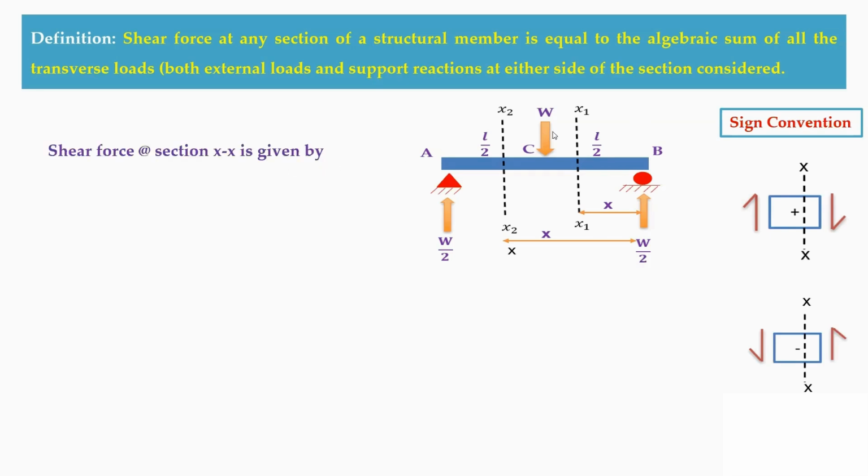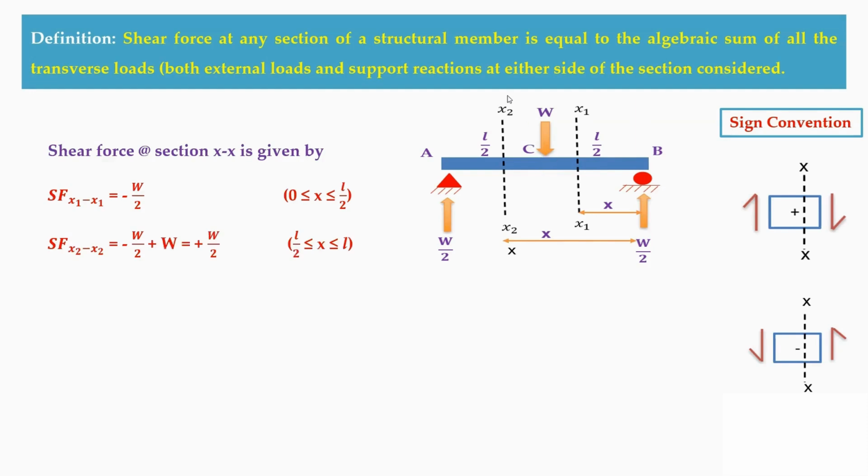Now the shear force at this X section is given by, first, the section you are going to consider. Here it is in the anti-clockwise direction from this B support. Therefore, it is minus W by 2, and it is of limit from 0 to L by 2.